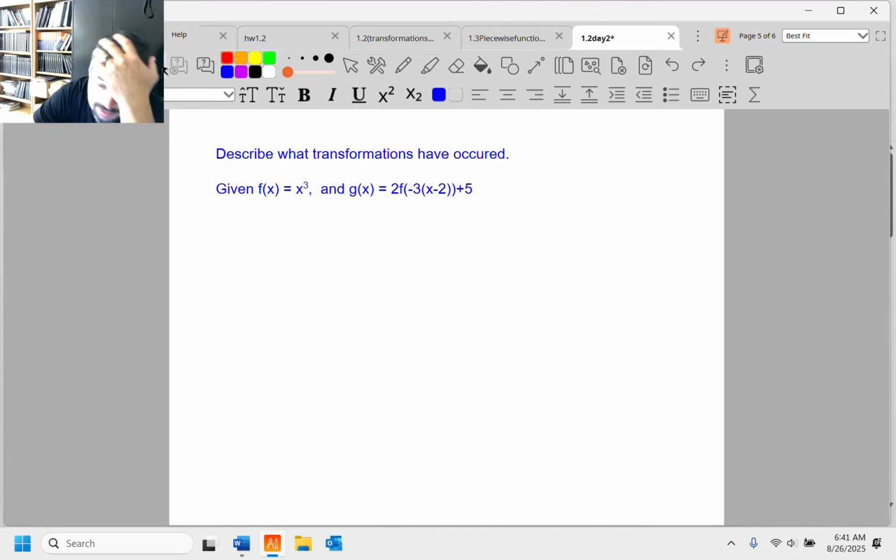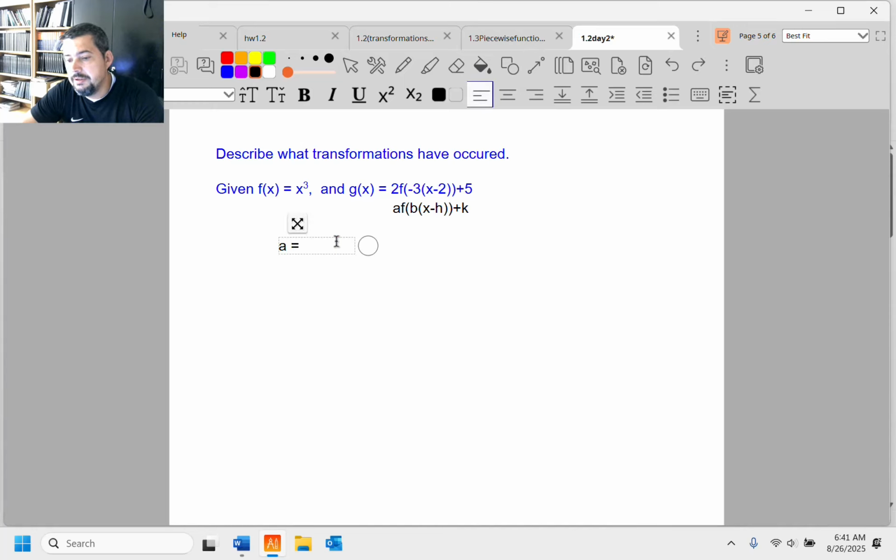Alright, moving forward. Describe what transformations have occurred. Given f of x is x cubed and g of x is 2 times f of negative 3 times x minus 2 plus 5. And this is just a verbal description of where things are. It's not too terribly rough. A times f of b times x minus h plus k. It's a lineup process.